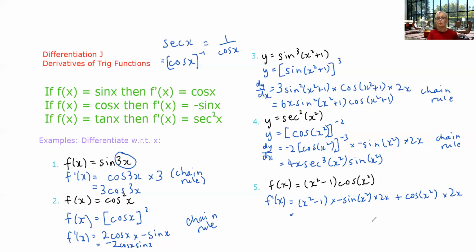Well, it's really up to you what you want to do with this. You can take out a 2x, I guess. Maybe take out a 2x and then you've got cos of x squared minus x squared plus 1 times sine of x squared. Should really put those like that. I mean, it's 6 of one and half a dozen of the other, exactly how you want to do that one. So that was your product and your chain rules.